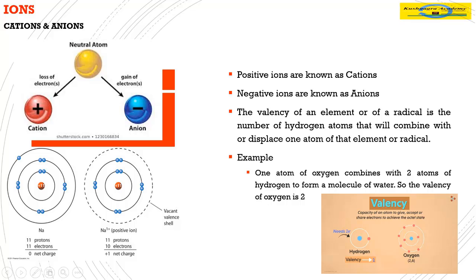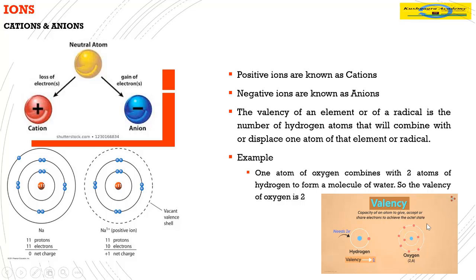Now this we will understand with the help of an example. One atom of oxygen combines with 2 atoms of hydrogen to form the molecule of water. So the valency of oxygen is 2. If you are taking one atom of hydrogen and one atom of oxygen, can it be possible to form H2O? No, because H2O requires 2 atoms of hydrogen, and here we can easily see that both the atoms require electrons.